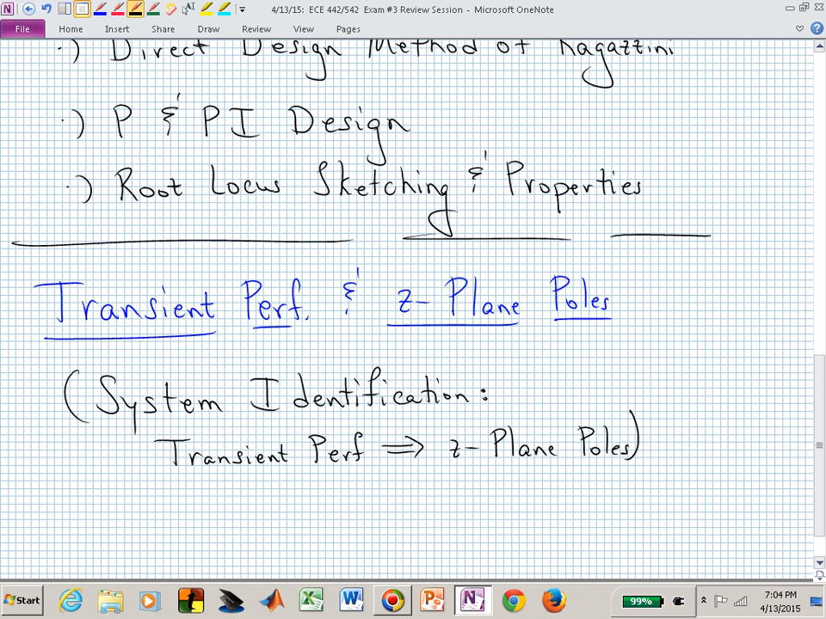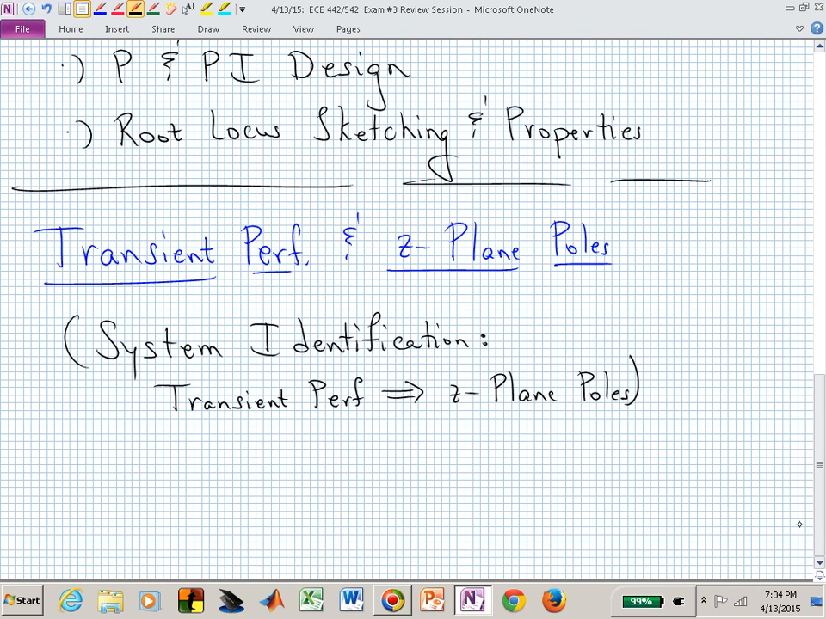So let's look at this notion of transient performance and z-plane poles. You can look at it many different ways. One way is if you are given the transient performance by a step response, can you extract the transfer function that produced that? That's system identification.